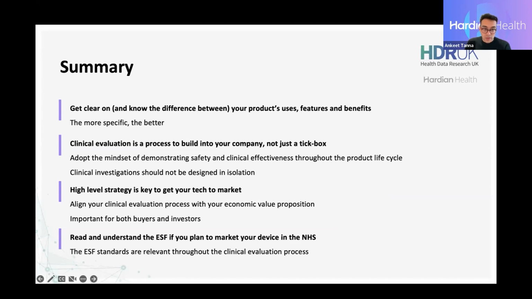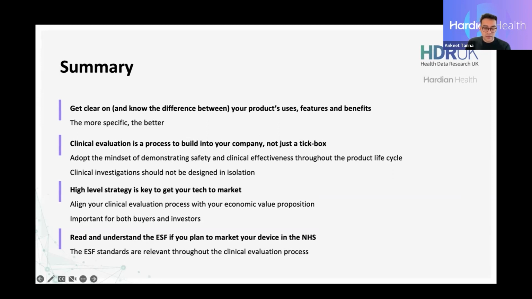So to do that, it's really important to first get clear on your product's uses and what features you are going to implement to have the specific benefits that you've described. Next is to decide and plan how you're going to demonstrate that your product with those features will be safe and effective all the way through the development cycle. So through prototyping, through bench testing, and then finally in a pivotal clinical investigation, and then in the post-market setting.